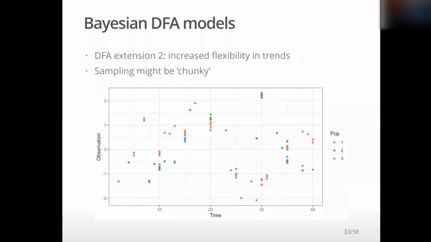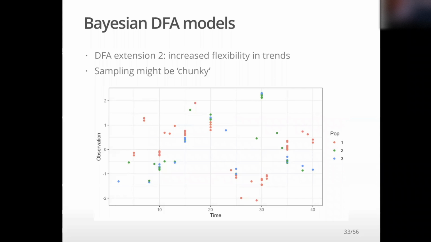Okay. So the next extension that we want to talk about is actually motivated by one of the student projects the last time we taught this class. And so the issue here is that our sampling through time might not be continuous in the way that we want to have a kind of a nice well-formed data matrix to pass into MARSS.